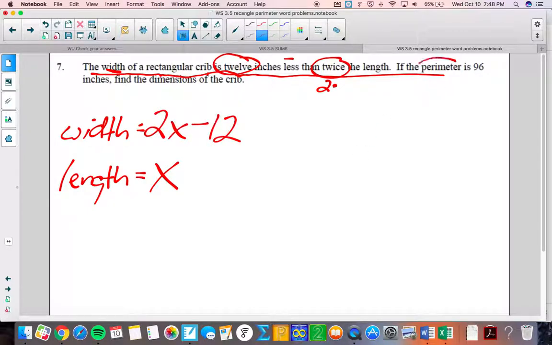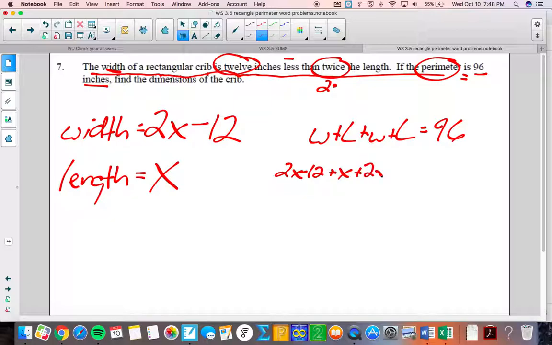The perimeter equals 96 inches. So if I take the width plus the length plus the width plus the length, that's how you get perimeter of a rectangle, that equals 96. So now substitute your values in for the width and the length. The width is 2x minus 12. The length is x. The width is 2x minus 12. And the length is x. That equals 96. So now, look at that big scary equation.